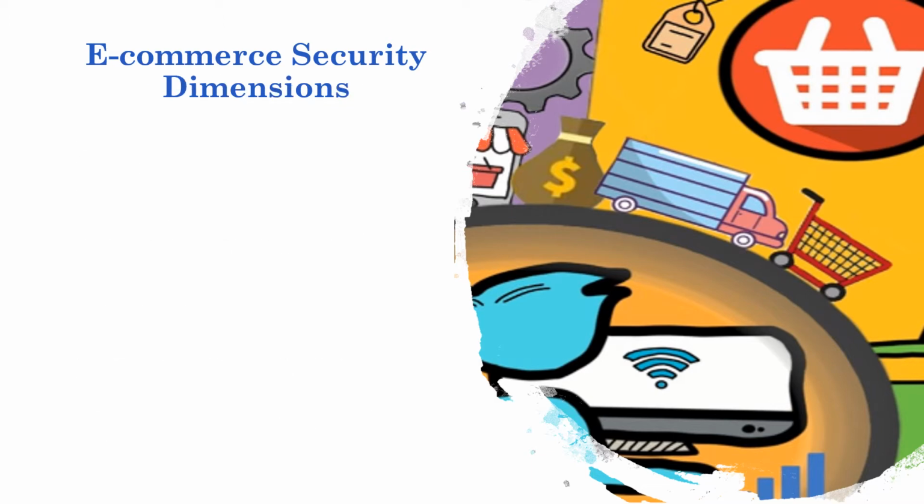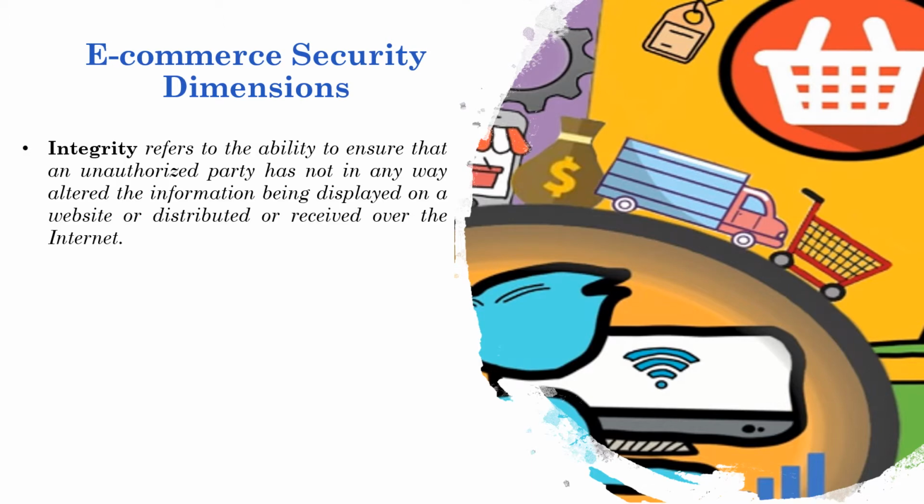How about the e-commerce security dimensions? Security in e-commerce has six main dimensions, which include integrity, non-repudiation, authenticity, confidentiality, privacy, and accessibility.